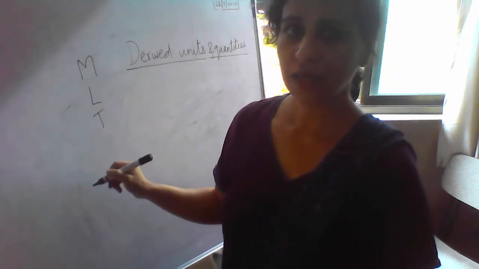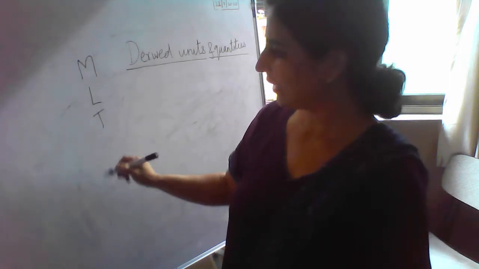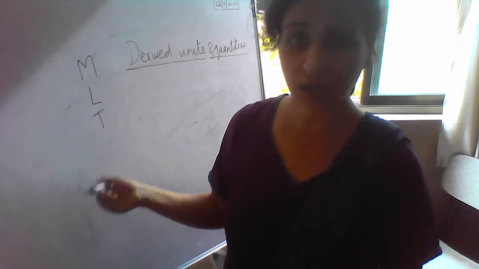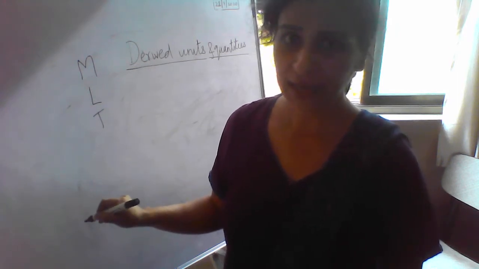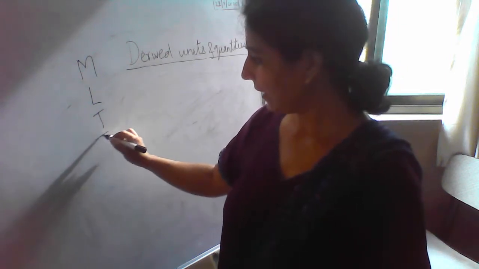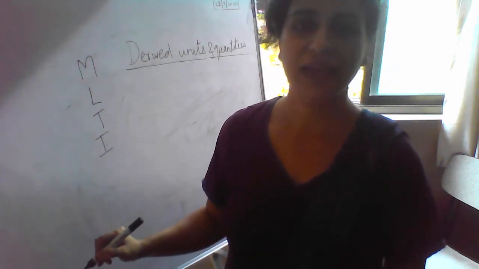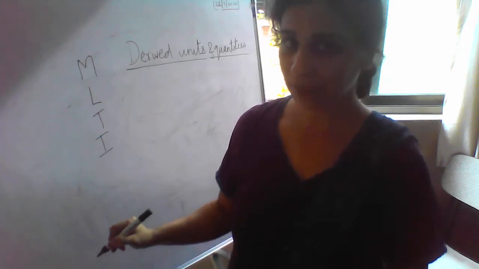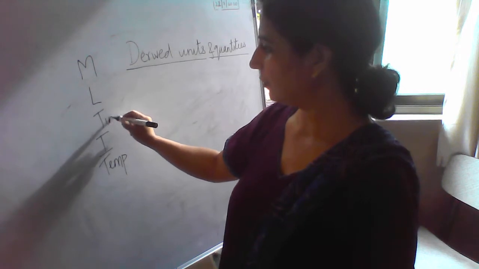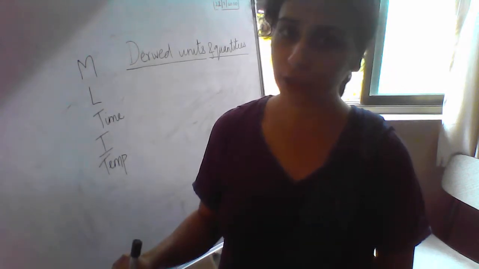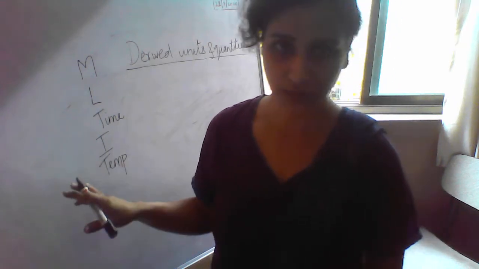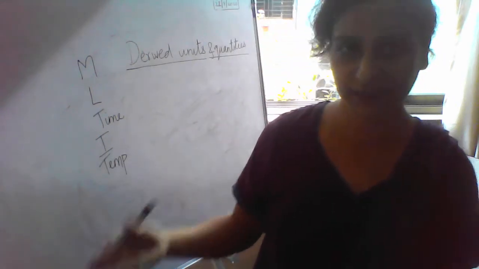Here I had told you to write time t as small, but when we are writing the words mass, length and time, we can use capital T. Then we have electric current, whose symbol is I, and the last one is temperature. Let me write the full word so that you are not confused between two capital T's. So these are the 5 which we will regularly use, or use most, in physics.